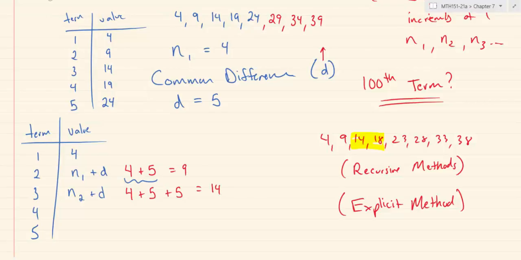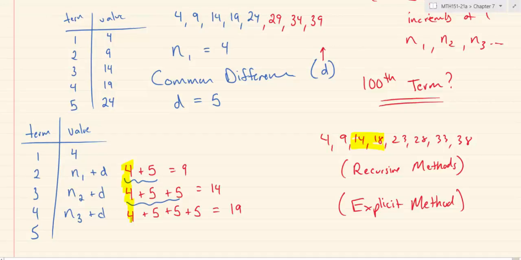How would I find the fourth term? Well, I would take n sub 3, which again is the previous term, and I would add d to it. So I would take 4 plus 5 plus 5 plus 5, and I would get 19. So in each of these, I'm starting out with the initial value, the 4, and then I'm adding the common difference to that 4.